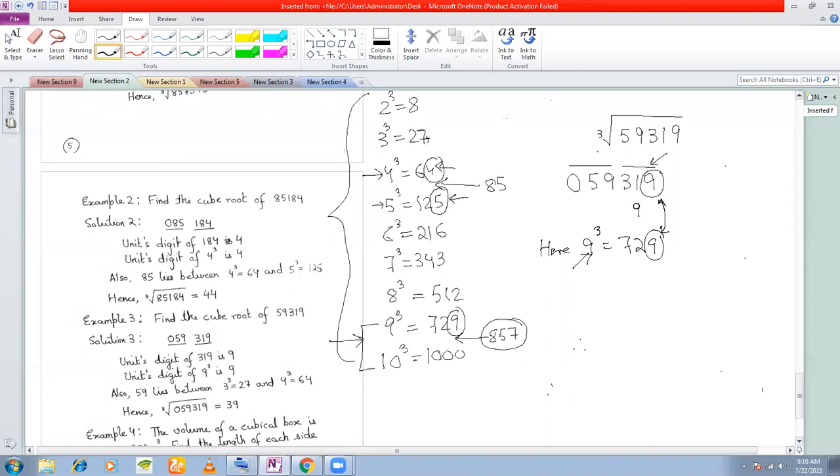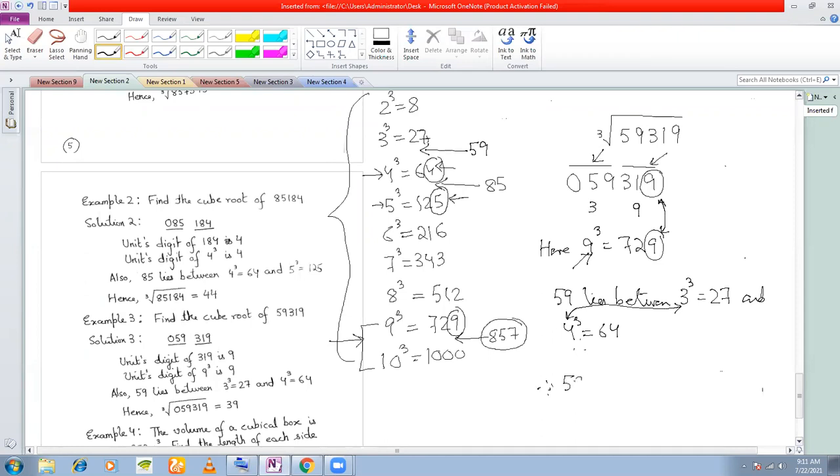Okay. Now you look at the next group, 59. 59 lies between which two perfect cubes? If we see, 59 lies somewhere over here, between 3 cube and 4 cube. 3 cube is equal to 27 and 4 cube is equal to 64. So which is the lower of the two? Between 3 and 4, which is the lower one? 3. We write 3.